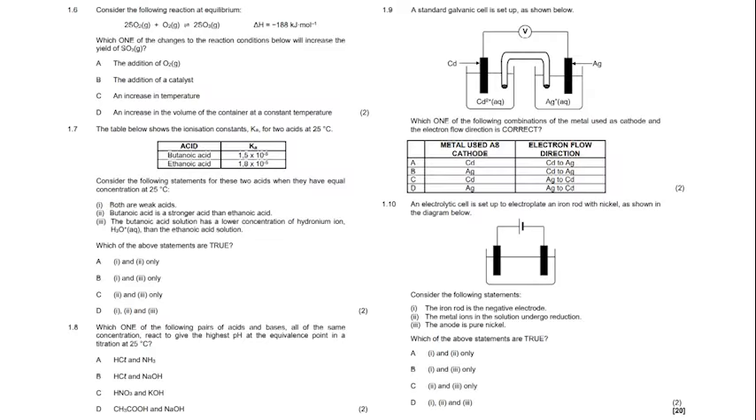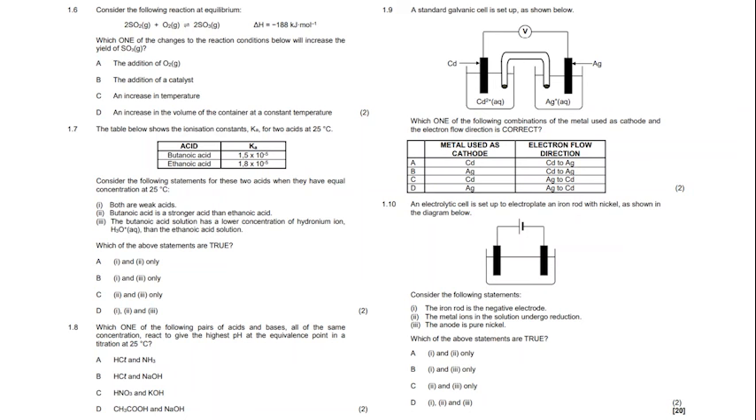Question 1.6. Consider the following reaction at equilibrium. Which one of the changes to the reaction conditions below will increase the yield of SO3 gas? So, if we add a catalyst, increase the temperature, or increase the volume of the container at constant temperature, well, actually, just the catalyst and the temperature, those increase the rate of the reaction. However, it does not change the amount of product formed.